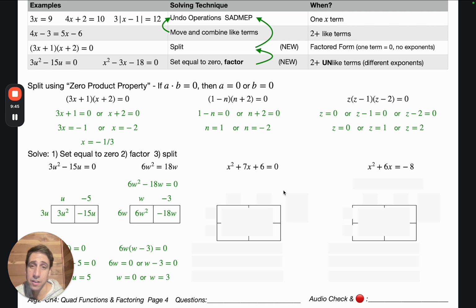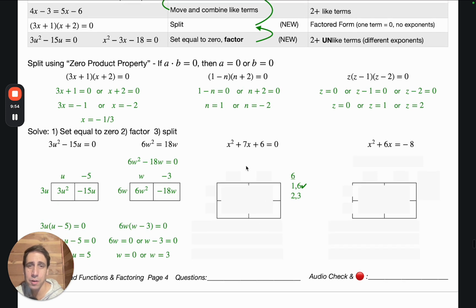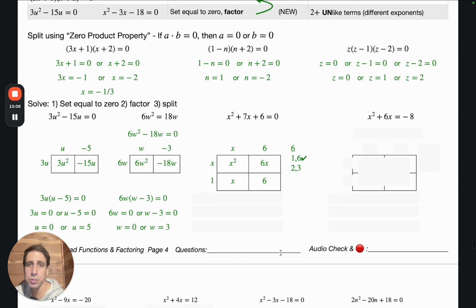We instead factor. And so we've got 6. And then what numbers multiply up to 6? Oh yeah, 1 and 6. So now that I can split this middle term, I'm going to put all 4 terms in the box. And I find a greatest common factor, greatest common factor here, greatest common factor here. Join them together with multiplication. Split them apart with the zero product property. Undo the operations.